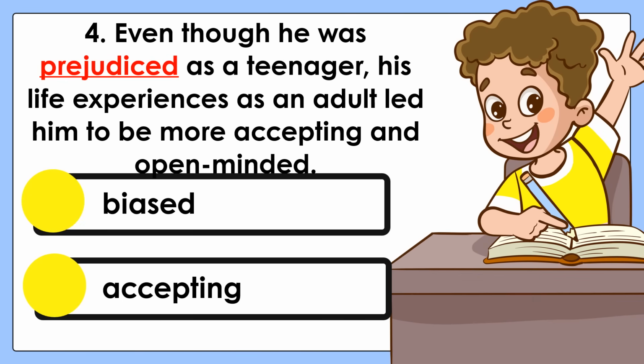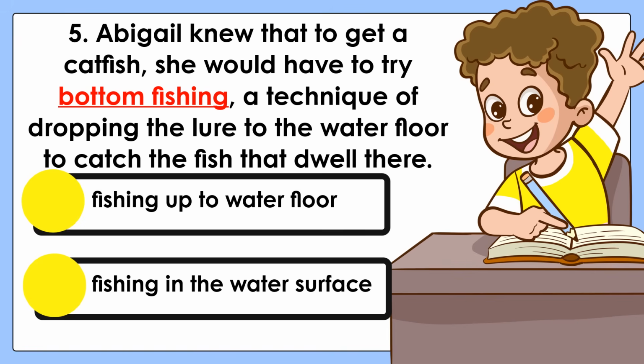Number 4, even though he was prejudiced as a teenager, his life experiences as an adult led him to be more accepting and open-minded. Is it biased or accepting? The answer is biased. Number 5, Abigail knew that to get a catfish, she would have to try bottom fishing, a technique of dropping the lure to the water floor to catch the fish that dwell there. Is it fishing up to water floor or fishing in the water surface? The answer, fishing up to water floor.